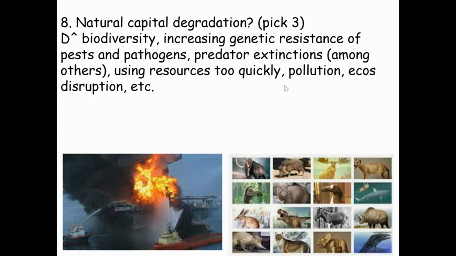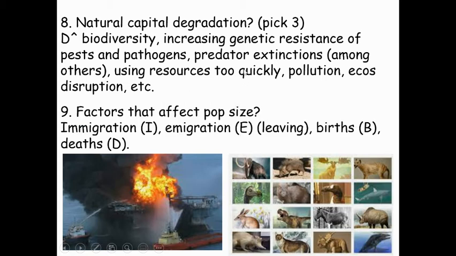Predator extinctions are the big one because many humans are hunting and killing predators because they are threatening their livestock or threatening the humans themselves or maybe the children of the humans for protection. There are many other examples of extinctions. We obviously are using our resources too quickly. We've got about 50 years of oil, about 80 years of natural gas, about 180 of coal, pollution, ecosystem disruption, you name it.